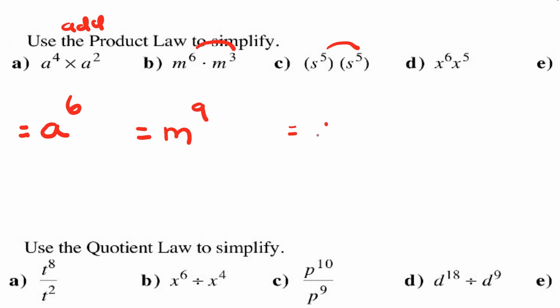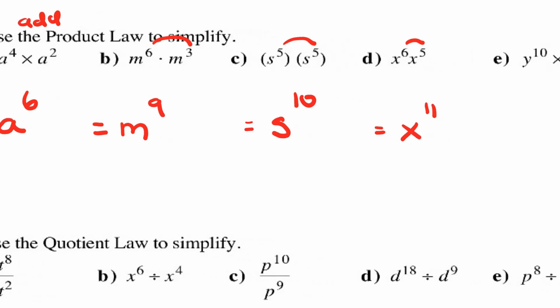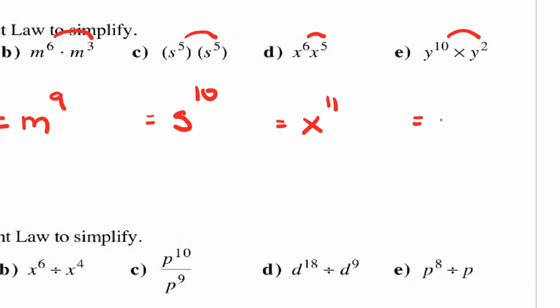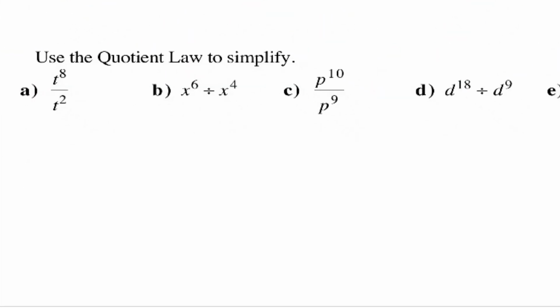5 plus 5 is 10, so s to the power of 10. 6 plus 5 is going to be 11, so x to the power of 11. And 10 plus 2 is going to be 12, so y to the power of 12. And that's it. That's a quick little rapid fire there.